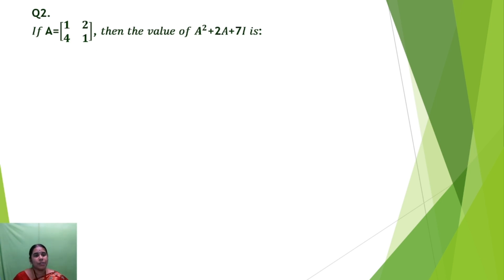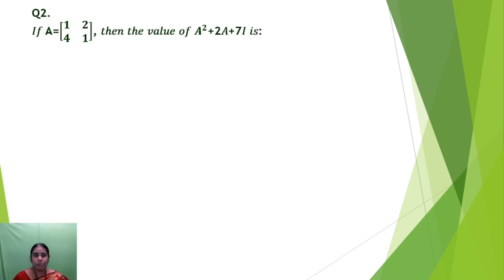Next, second question. If A is the 2 by 2 matrix with rows 1, 2 and 4, 1, then calculate the value of something like A square plus 2A plus 7A. It is not necessary to ask this equation; they can ask about something else also, such as A cube plus 3A, 7A, or anything else.